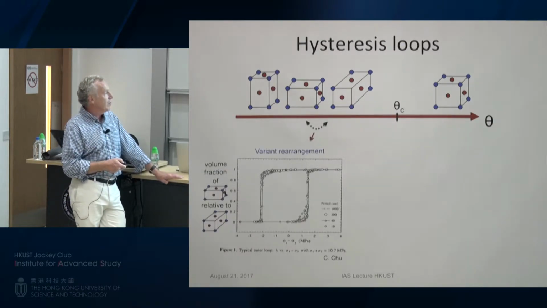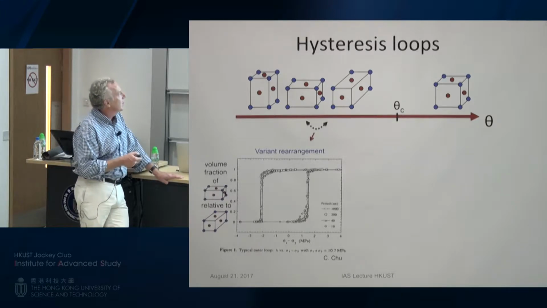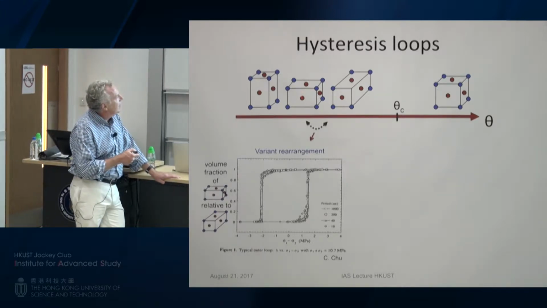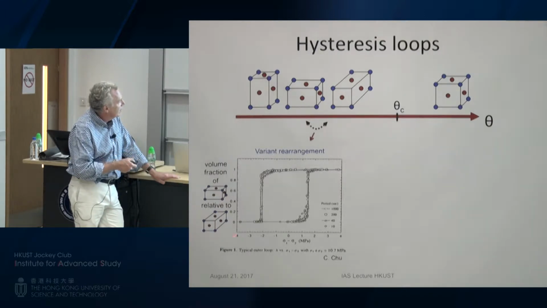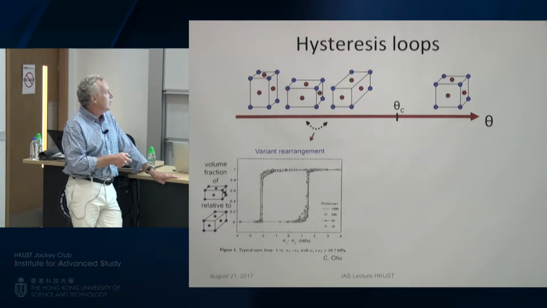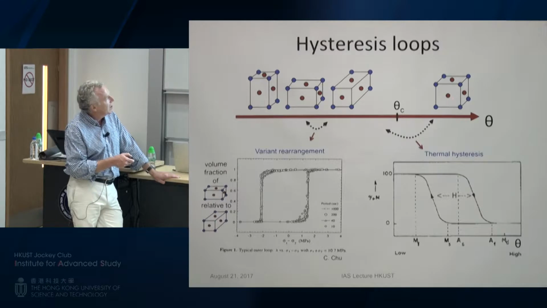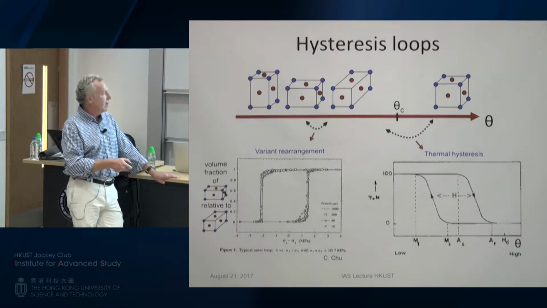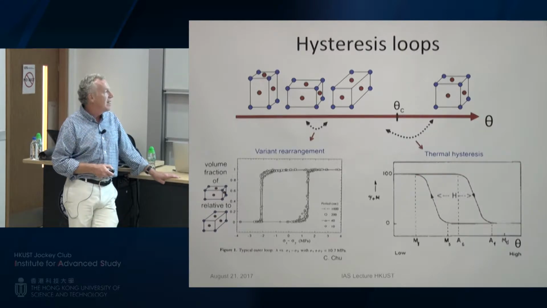And you can have hysteresis everywhere. So with stress, you can pass from this one to this one, back and forth. And this was a particular kind of experiment that did that. And you've got a nice square hysteresis loop in this case. You can also pass from the high temperature phase to the low temperature phase. And you also see hysteresis here.